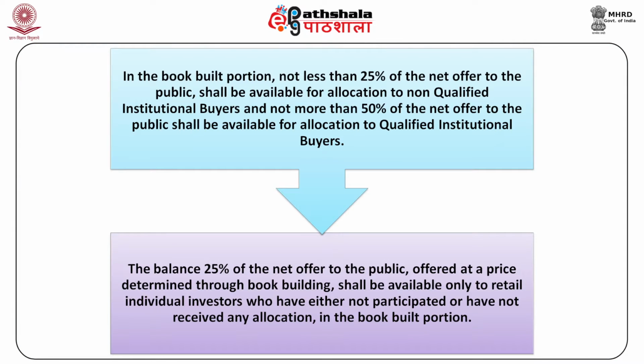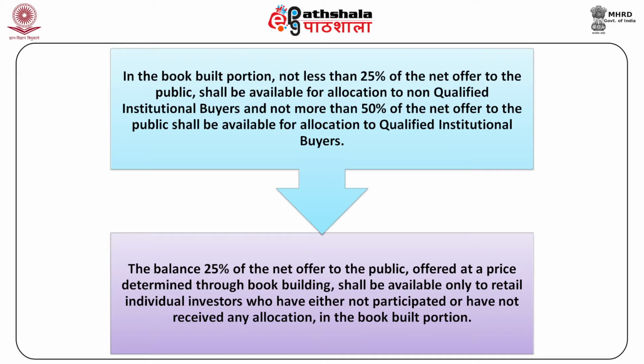In the book build portion, not less than 25% of the net offer to the public shall be available for allocation to non-institutional investors, and not more than 50% of the net offer to the public shall be available for allocation to qualified institutional buyers.